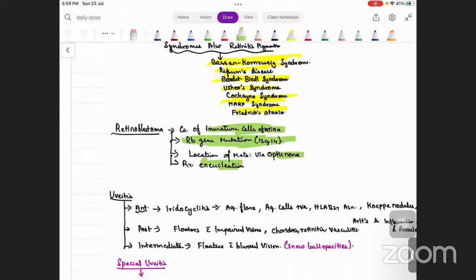Retinoblastoma: RB gene mutation, 13q14. Location of metastasis is via the optic nerve. It is a tumor of the immature cells of the retina.